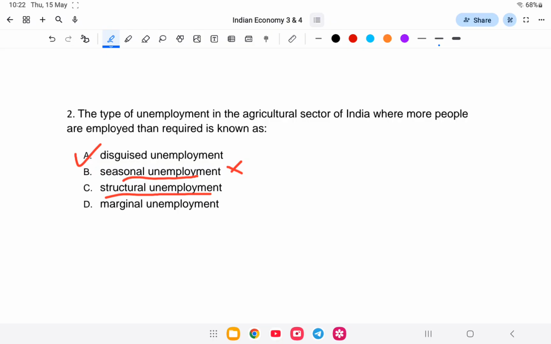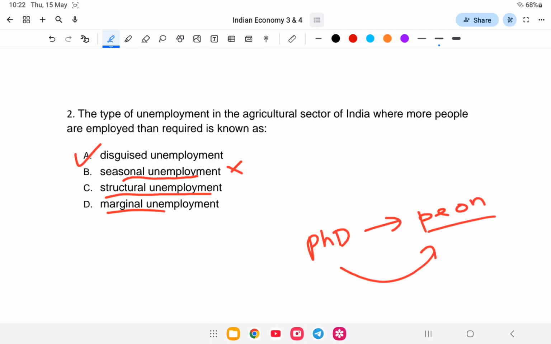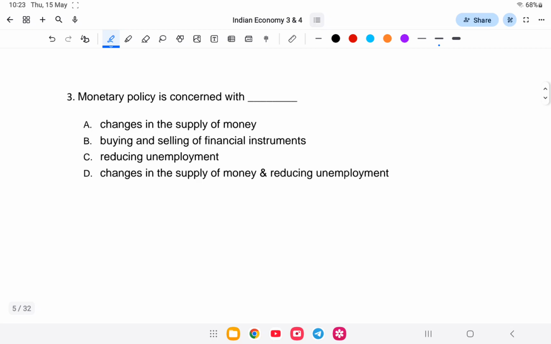Structural unemployment case, for example you are a PhD holder, the PhD hole you are applying for the job of beyond. So the education qualification do mismatch hoise. So it is structural and marginal though means komti manu unemployed korala, this marginal unemployment. So the answer is what? Disguised unemployment. Next question. Question number 3.